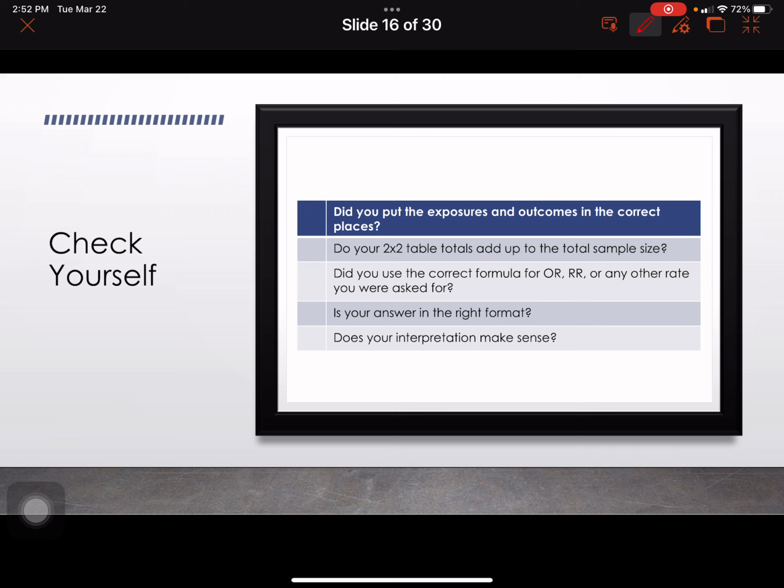Now, step 7 suggests that we double check everything related to our word problem before we settle on our answers. Here's a checklist that can help. The first 2 steps to do with double checking everything in our 2x2 table. So, are the outcomes and exposures in the right spot? Did your 2x2 table totals add up? Did you use the correct formulas? Is your answer in the right format? And does your interpretation make sense?